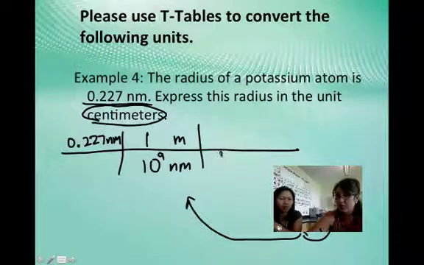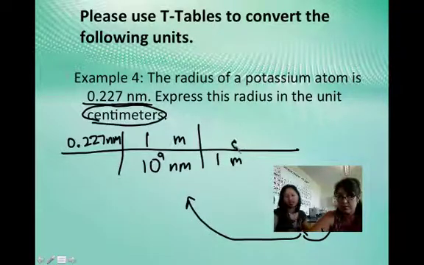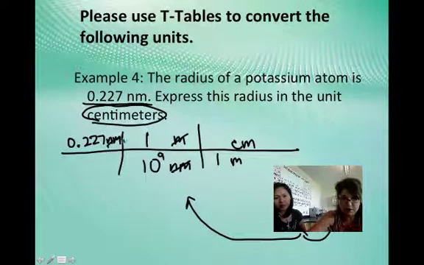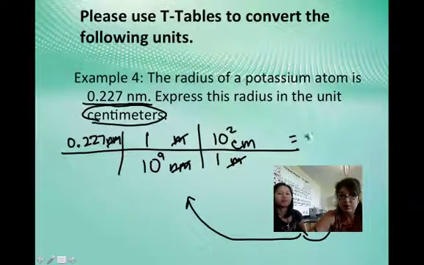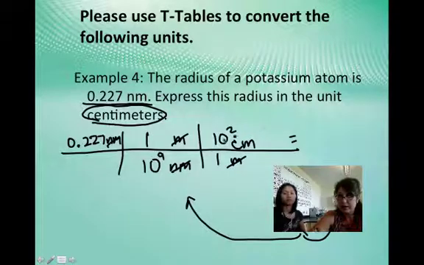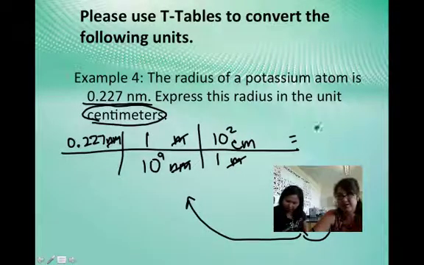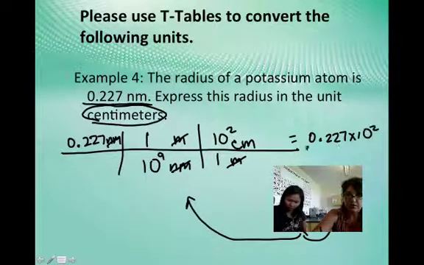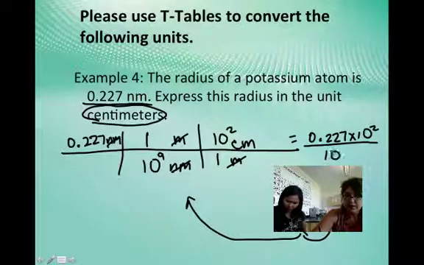Great. Now we're going from the base, meter, to centi, the unit that we need. Crisscross cancels. Those are goners. And centi was 2 steps away. We saw that last time. Last time we were able to cancel stuff out, but this time we don't have any of that. So I have 0.227 times 10 to the second divided by 10 to the 9.